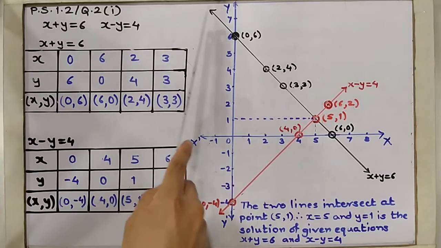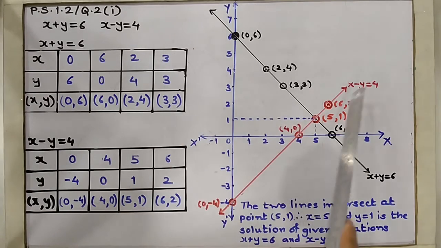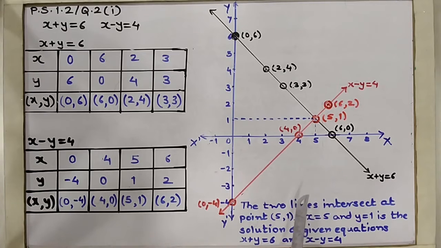Now we have joined both the lines and you can see that both the lines intersect at 5 comma 1. You see the x coordinate is 5 and the y coordinate is 1. They are intersecting at point 5 comma 1. So therefore x is equal to 5 and y is equal to 1 is the solution of given equations x plus y equal to 6 and x minus y equal to 4.